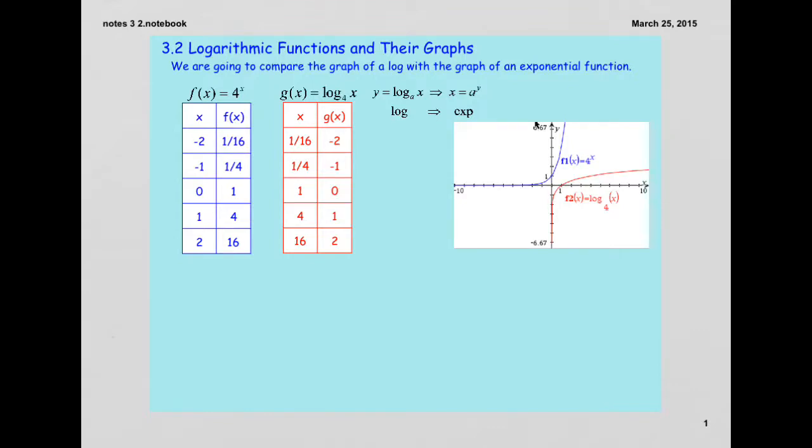And you can see from the graph that the blue graph is the exponential function and the red graph is the log graph. And they are inverses of each other, and they are inverses through y equals x.